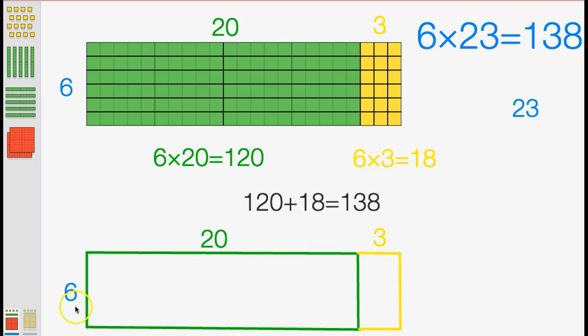We already said that we can do 6 times 20 to get the area. So I can write that right in there. 6 times 20 equals 120. Then if I do 6 times 3, we know that that's 18. Now all I have to do is combine them. 120 plus 18 equals 138. Again, this is the way that you would do it if you didn't have base 10 blocks or you feel like you're ready to progress to just going ahead and drawing the area model.